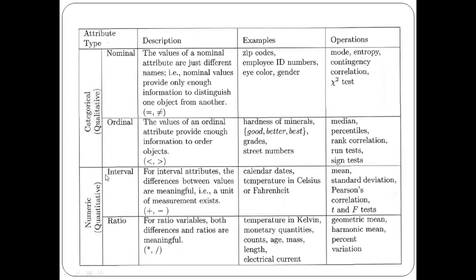And then numeric attributes. Numeric attributes are going to satisfy the properties of integers. They will have the properties of integers. Such attributes are called numeric attributes. So categorical attributes will not have the properties of integers, but numeric attributes will have properties of integers. Now coming to the types here, nominal.